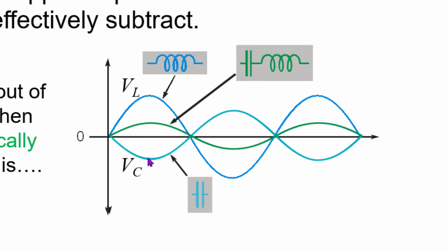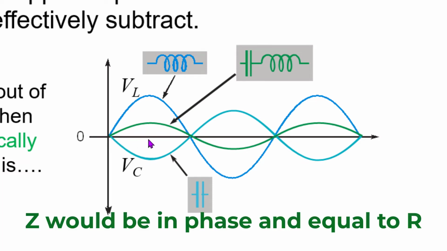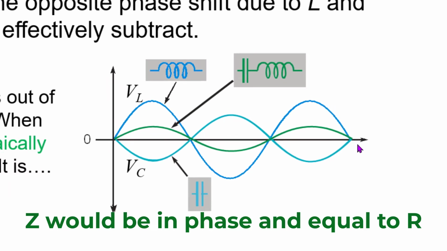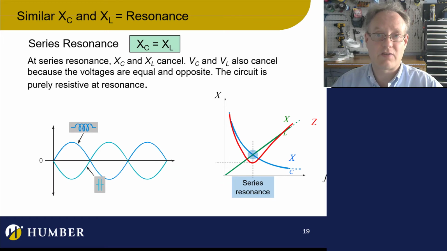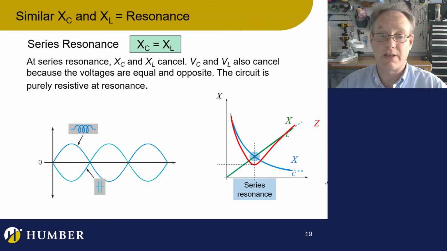If these guys were exactly the same, this green line would be right down the middle. And that's when we have resonance. Pretty cool. So let's move forward here and take a look at this graph. Now this is really cool. Now I've got these two and they're exactly the same. This is what happens.